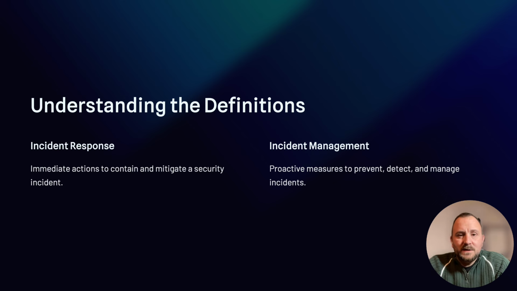The IR role is to contain and mitigate immediate security threats, while the IM role is there to prepare for, communicate during, and analyze after the incident takes place. There are overlapping responsibilities. Both IR and IM are involved in communications with stakeholders and post-incident analysis. Understanding the definitions ensures that the team can work together effectively to address security incidents.